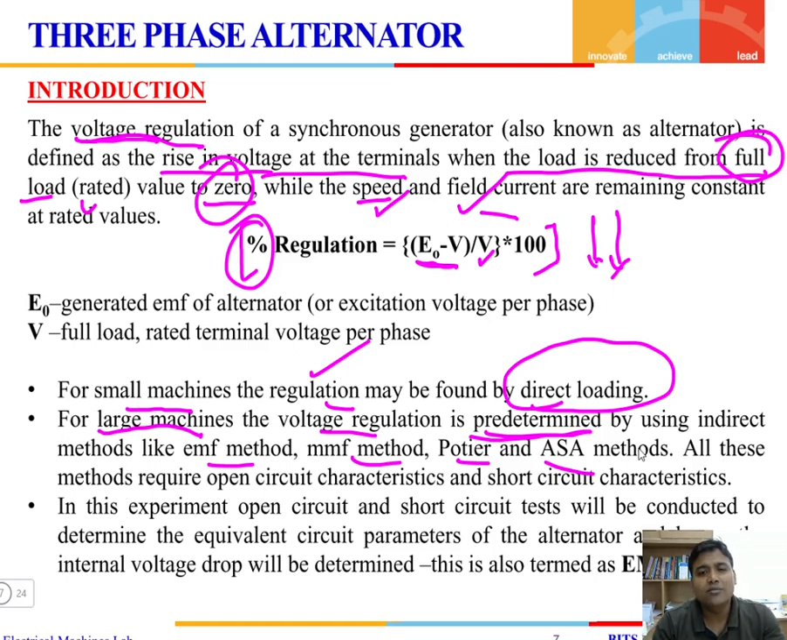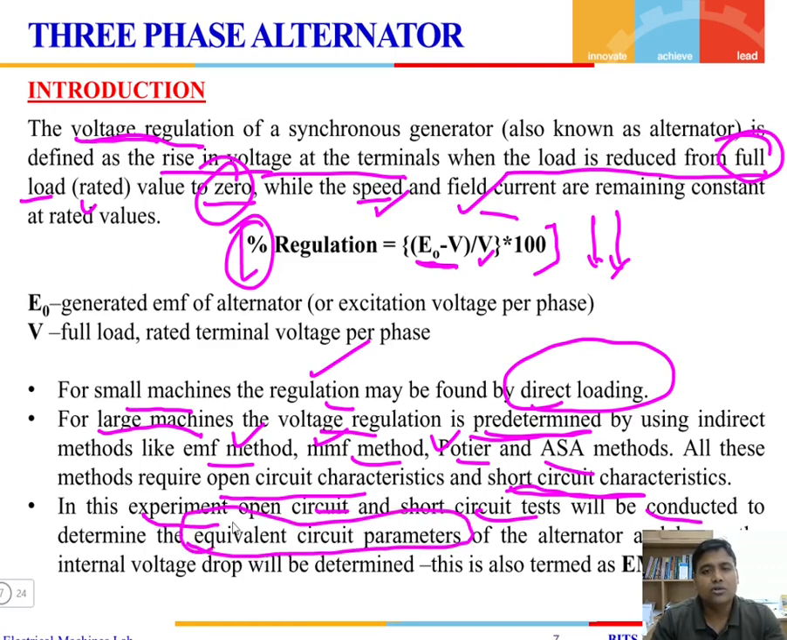These are the indirect methods of determining the voltage regulation of specifically the large machines, and all these methods require the open circuit characteristic and short circuit characteristic. So to determine the voltage regulation using methods like EMF, MMF, and Pottier, we basically need to conduct the open circuit test and short circuit test, which is the first objective of today's experiment. In this experiment, the open circuit and short circuit tests will be conducted to determine the equivalent circuit parameters.